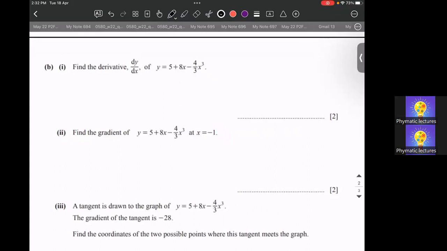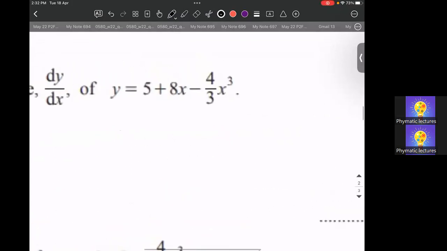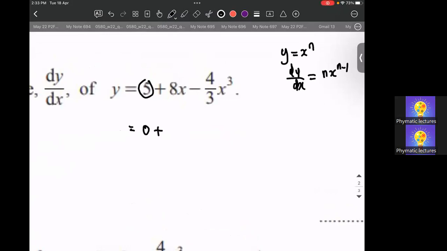Find the derivative dy by dx of this equation. So we know the rule for dy by dx. Suppose y is equal to x to the power of n, what is dy by dx? It is n x to the power of n minus 1. So the derivative of a constant is 0. The derivative of 8x is just, I mean, not x, I mean just 8, because the derivative of x becomes 1.